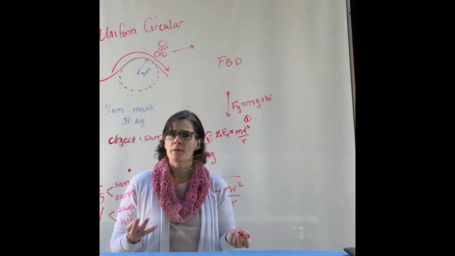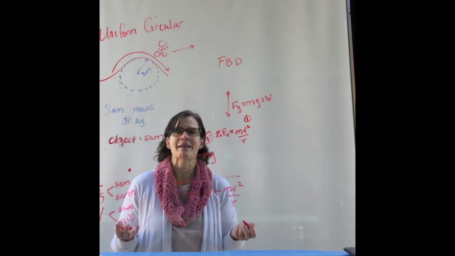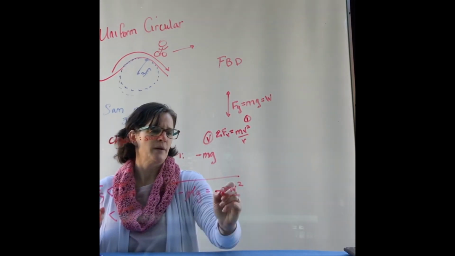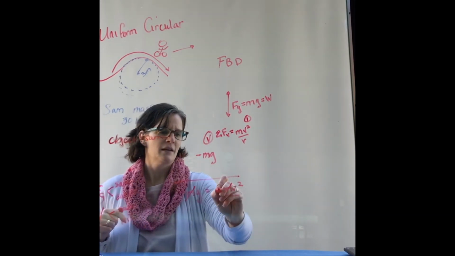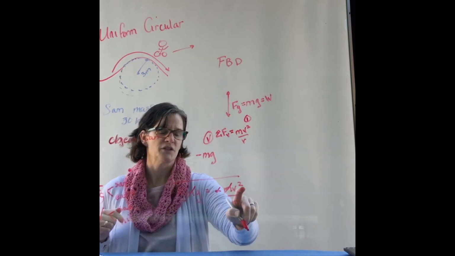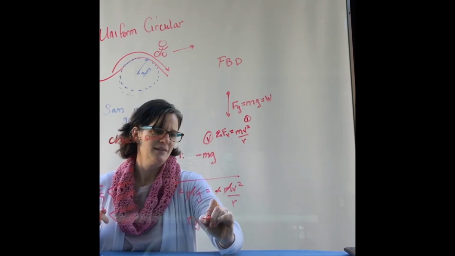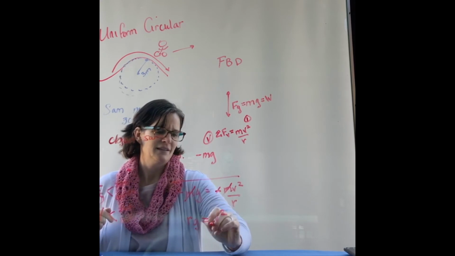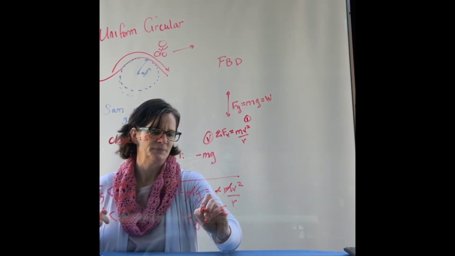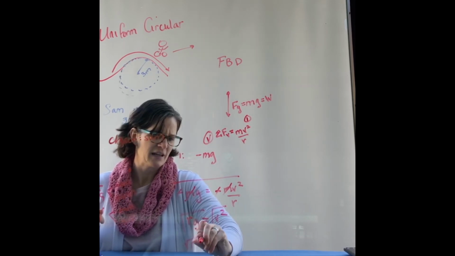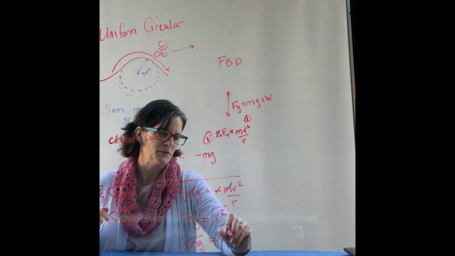So now all we have to do is solve for how fast Sam has to go in order to leave that hill. So doing a little algebra, my two masses cancel out. My negative goes away. We're going to solve for v squared. So we have r times g is equal to v squared. Take the square root. And the square root of r times g is equal to our speed.